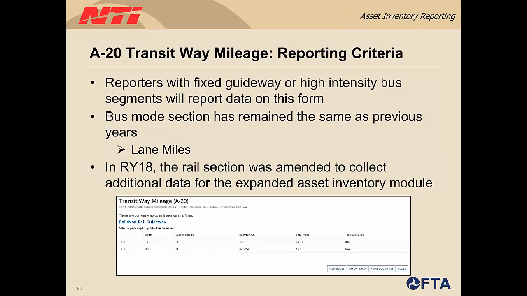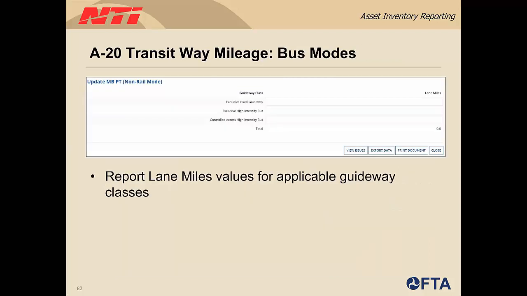For reporters with bus fixed guideway or high-intensity bus segments, you will complete the section of the form for lane miles. This portion of the form did not change with the expanded asset inventory module. However, in Report Year 2018, for the asset inventory module, the rail section did change on this form. For bus modes, like I said, this did not change from previous report years, so you will report the lane miles for each applicable guideway class.